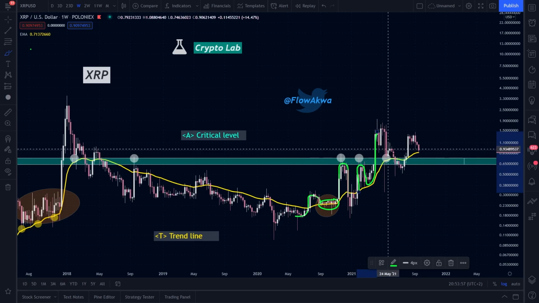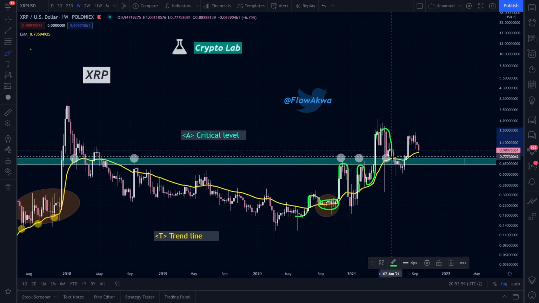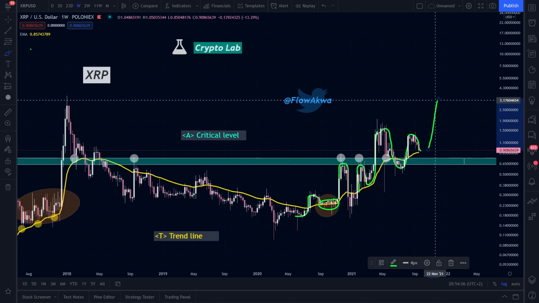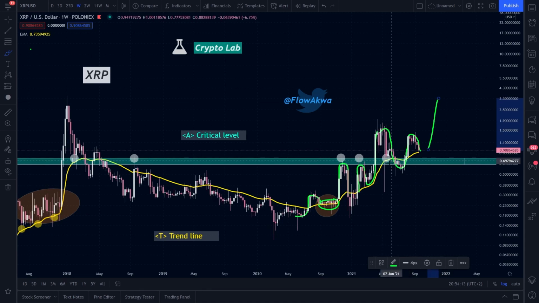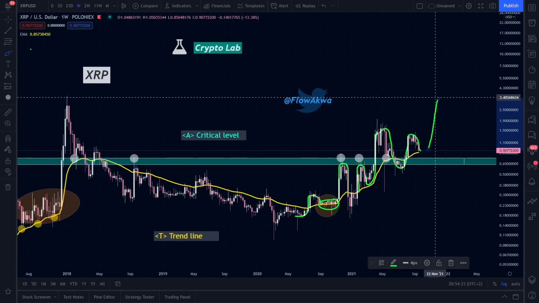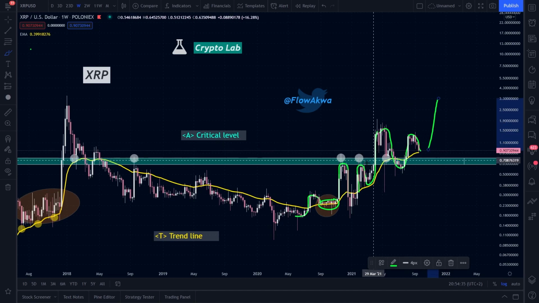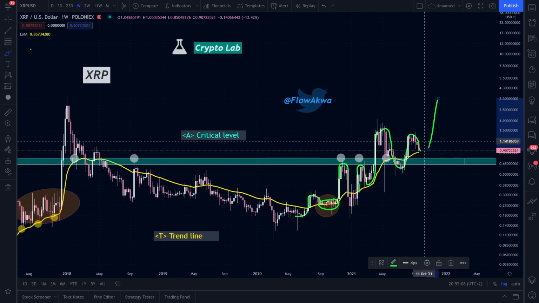Here we went below it again, okay? And we had to retest it as a support before making a higher high, okay? This is a must for XRP. Every time we were below the trend line and we cross to the upside, we have to retest the trend line before making a higher high. This is the rule we've been following for multiple months. So this is no surprise, guys.